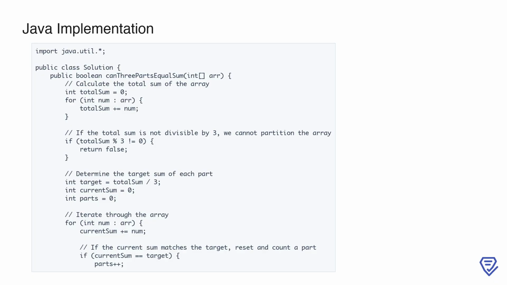If the total sum is divisible by 3, we calculate the target sum for each part, which is simply total sum/3. Next, we initialize 2 variables, current sum to keep track of the running sum and parts to count the number of subarrays that meet the target. We then iterate through the array, adding each number to current sum. Whenever current sum matches the target, we reset it to 0 and increment the parts counter, indicating that we've successfully found one of the 3 required partitions.